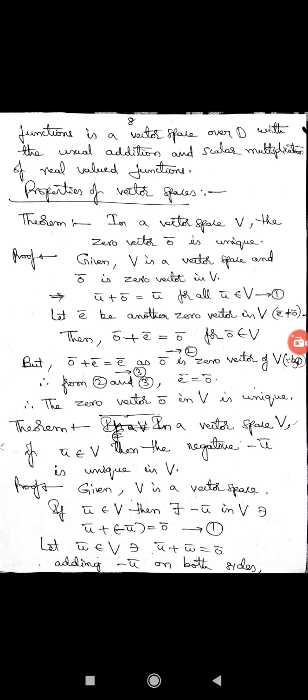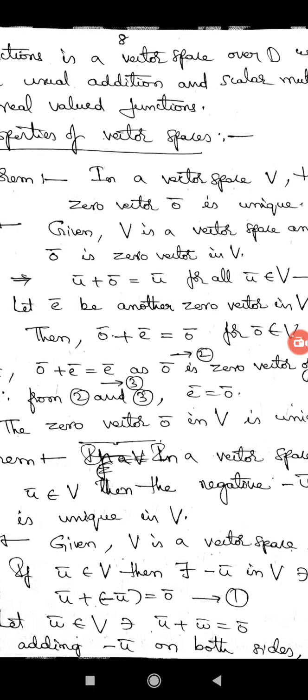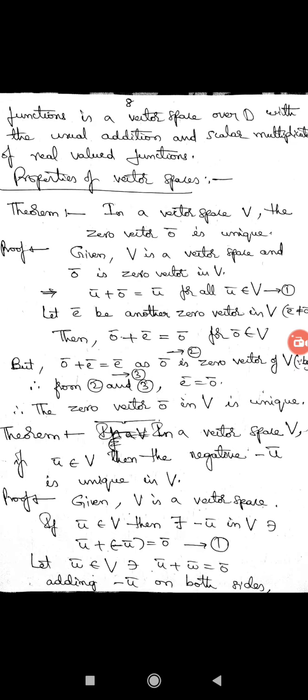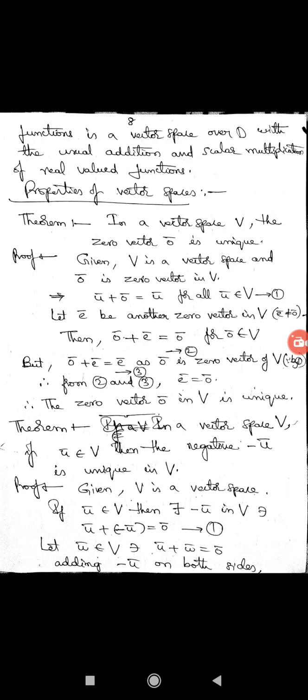So with this I close the class, and in the next lesson we can go through the properties of vector spaces and other things that are included in the first topic of unit 1. Okay.